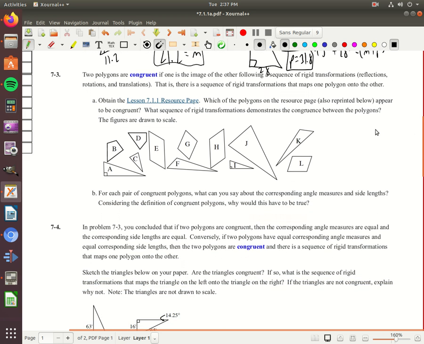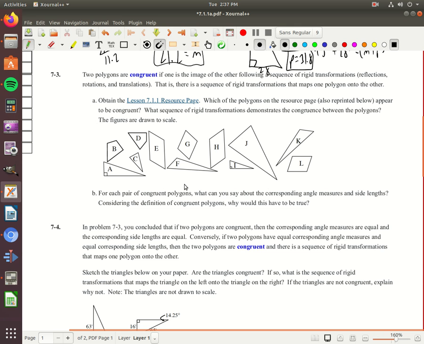All right, so two polygons are congruent if one is the image of the other following a sequence of rigid transformations, reflections, rotations, or translations. That is, there is a sequence of rigid transformations that maps one polygon onto the other. So at this point, you'd be getting our resource page and asking if any of these shapes match up. I've got to be honest, I don't love 7.2 and I don't love 7.3.